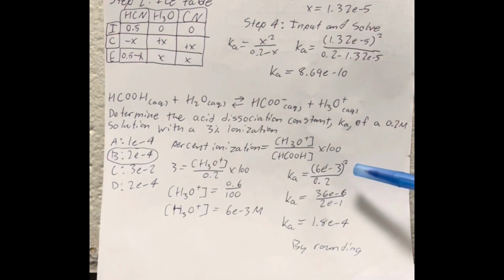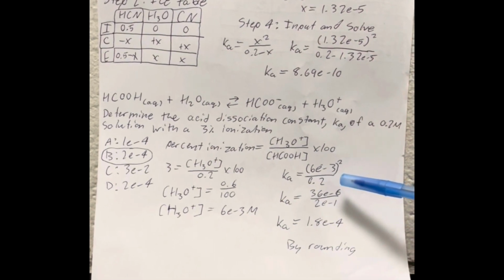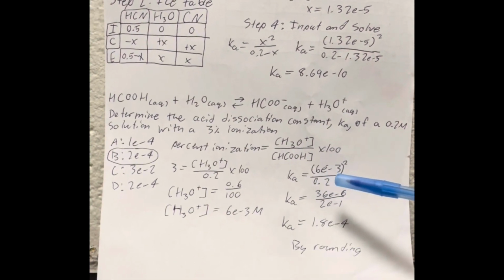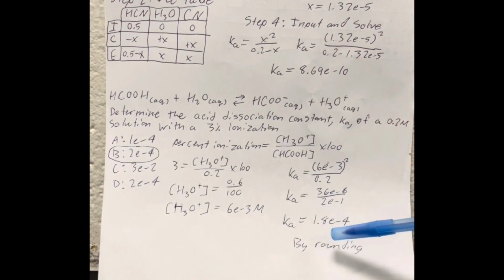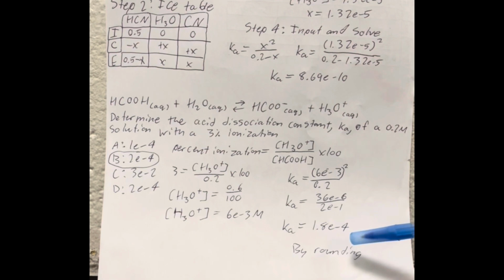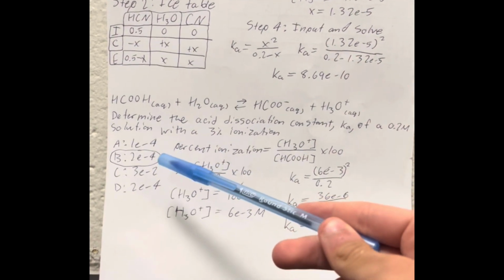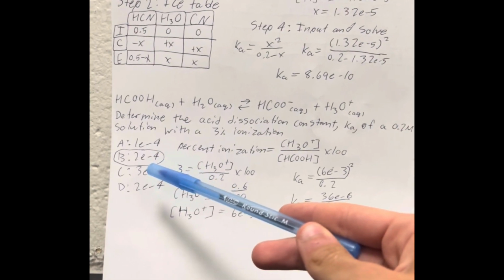And we would plug that number into the equilibrium expression to give us an expression of Ka equal to 6 e negative 3 squared over 0.2. And once we solve this, we get a Ka of 1.8 e negative 4, and by rounding our answer, we can figure out that the answer to this problem is B, or 2 e negative 4.